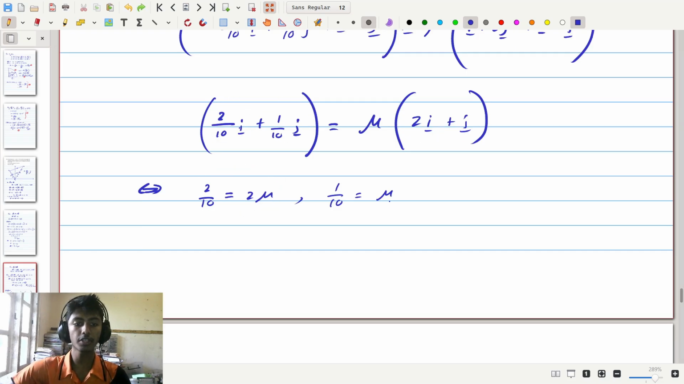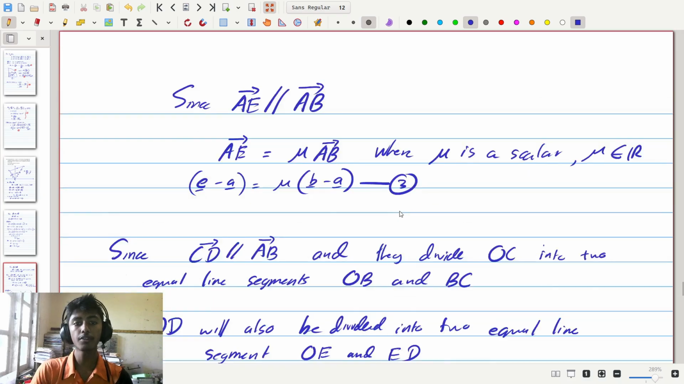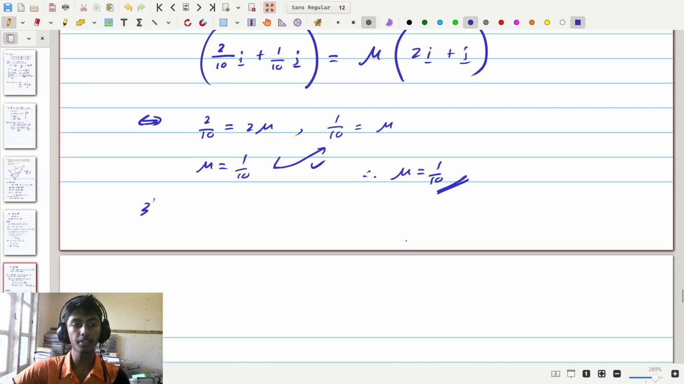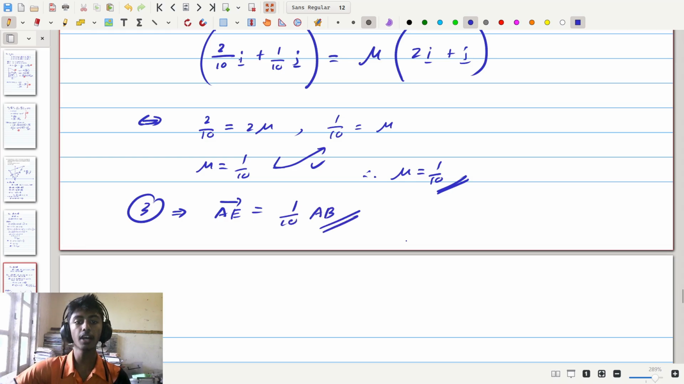Now from the first equation we can see that mu is equal to 1 over 10, and that agrees with the second one, so therefore mu equals 1 over 10. So from mu equals 1 over 10, finally from equation number 3 we can say that AE vector must equal 1 over 10 AB vector. And thus we have solved this question, and that's going to be the end of the question.